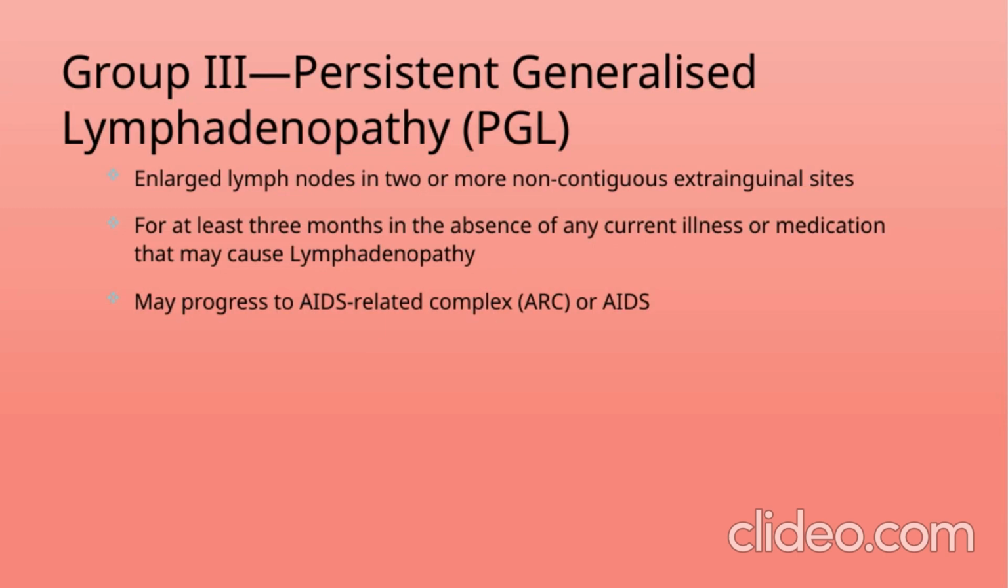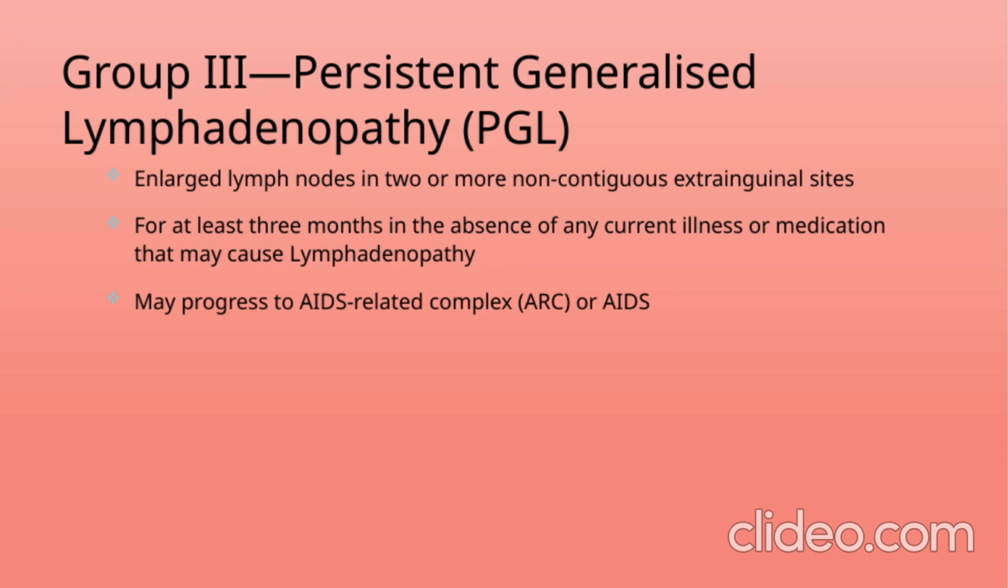When we see enlarged lymph nodes in 2 or more non-contiguous extrainguinal sites, that means they're not all in one area or close together. It can be a sign of a more systemic process. If this enlargement persists for at least 3 months, and there's no current illness or medication that could explain it, that's a key point. It suggests a chronic condition rather than an acute or temporary issue. This situation is particularly important because it can potentially progress to AIDS-related complex, or ARC, or even to full-blown AIDS.